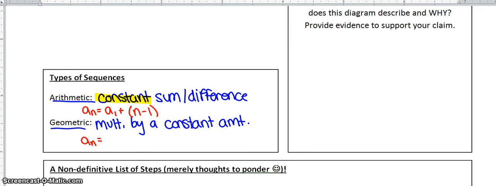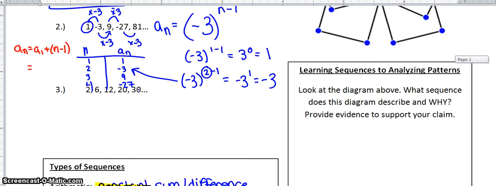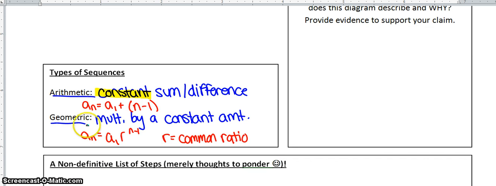For geometric, the general formula is A1 times r to the n minus 1, where A1 is the first term, r is the common multiplied factor, like -3. N is still the position of that term. R we call the common ratio. I should actually define that. R is the common ratio. It's what each number is getting multiplied by to get the next term. So -3 is our common ratio. This is a more concrete way to come up with the formulas without just thinking through it.